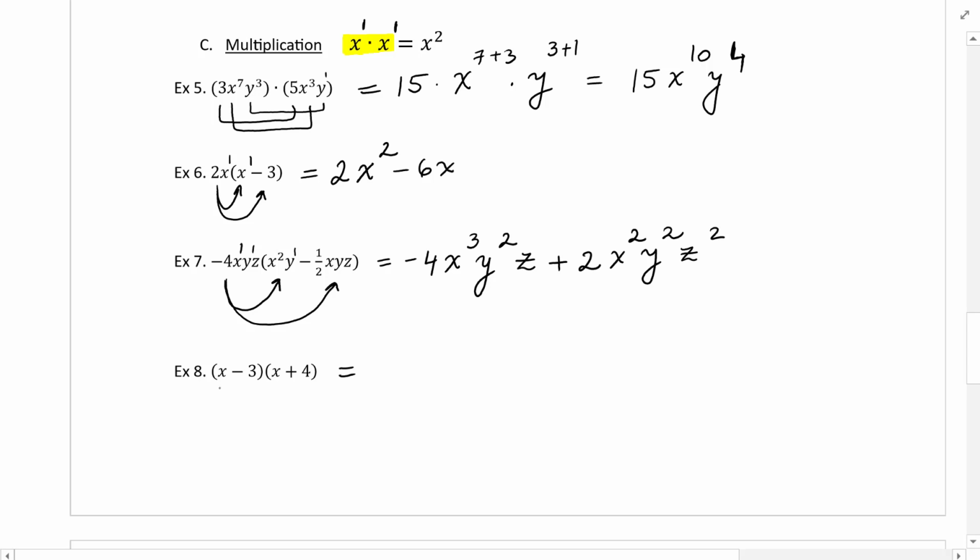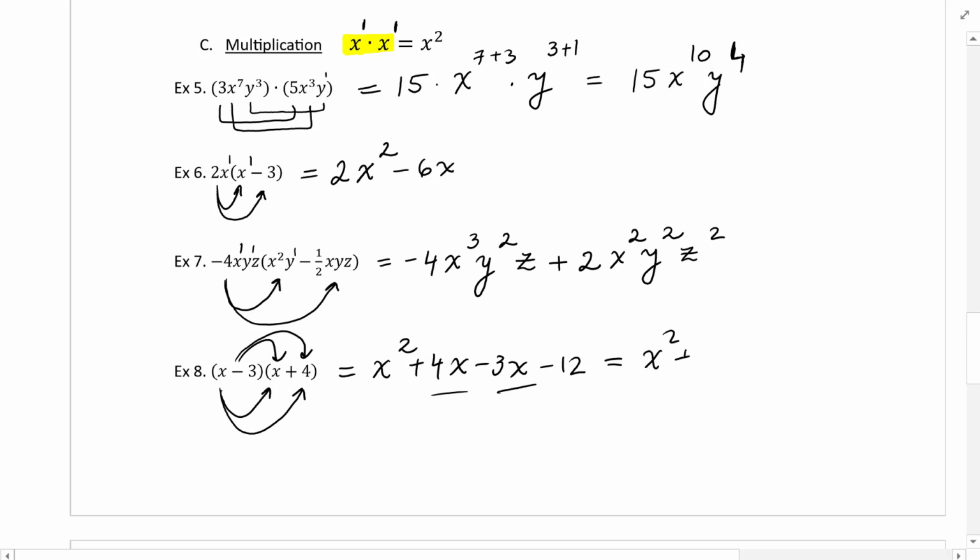Now let's multiply two binomials. So we have to multiply each term by each term. So x times x, it's x squared. X times 4, it's plus 4x. Negative 3 times x is negative 3x. And negative 3 times 4 is negative 12. We can still add these two middle terms because they are alike. So we get x squared plus x minus 12. Final answer.